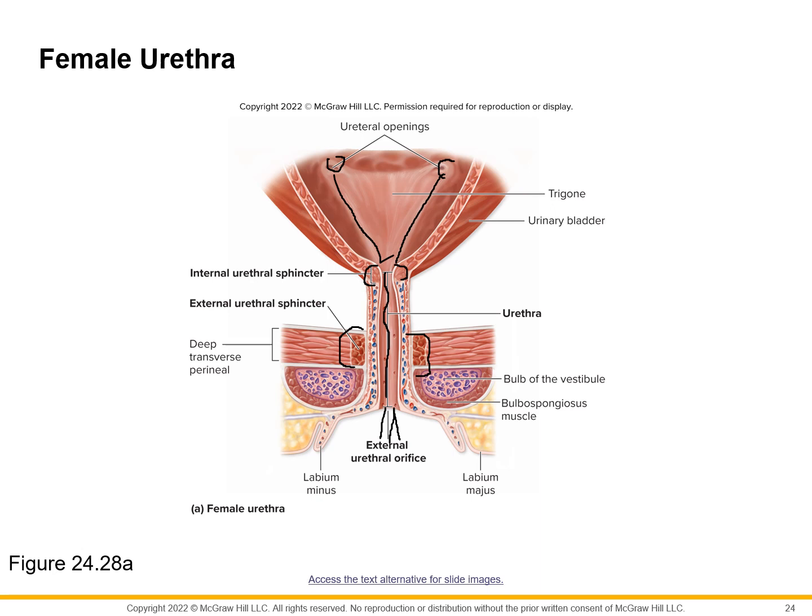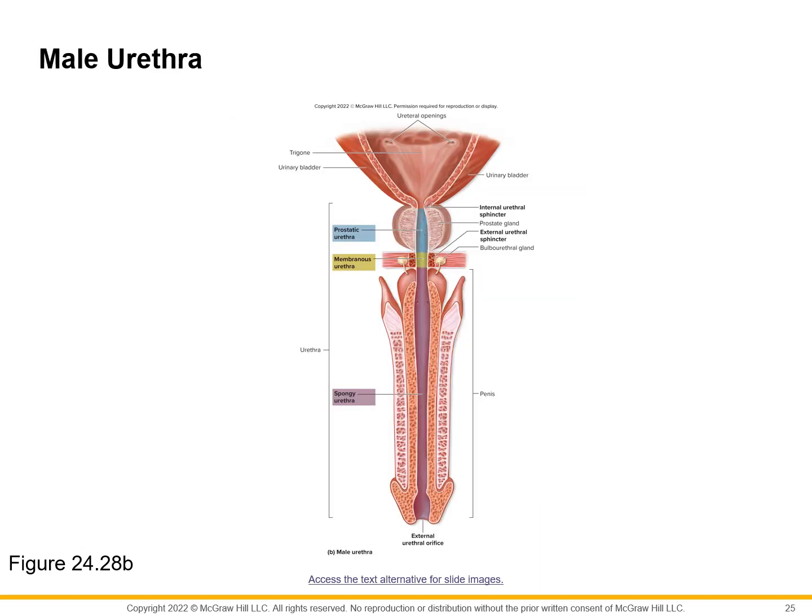Now, throw back to your muscles unit. Remember the bulbospongiosus muscle that we talked about, and the ischiocavernosus muscle in the pelvic floor. The urethra on the lateral sides is flanked by your bulbospongiosus muscle. The male urethra is a lot longer than the female urethra, and there are parts of the male urethra that are shared by the reproductive system.